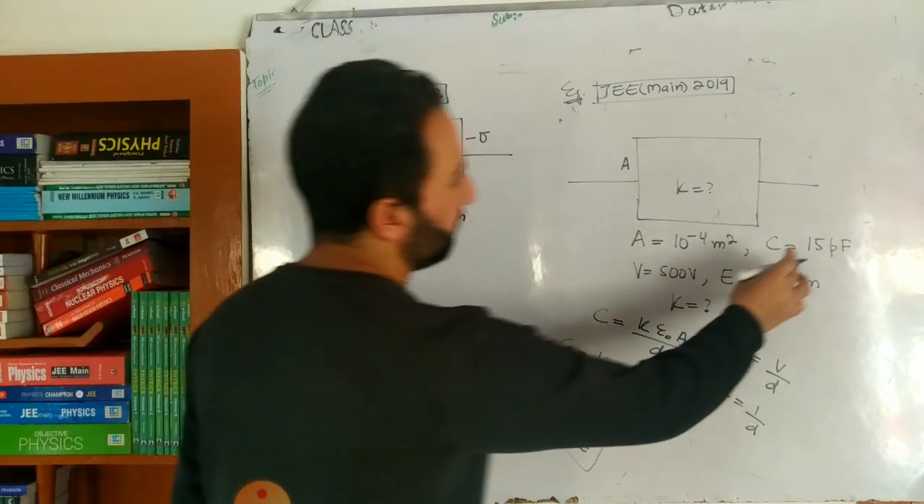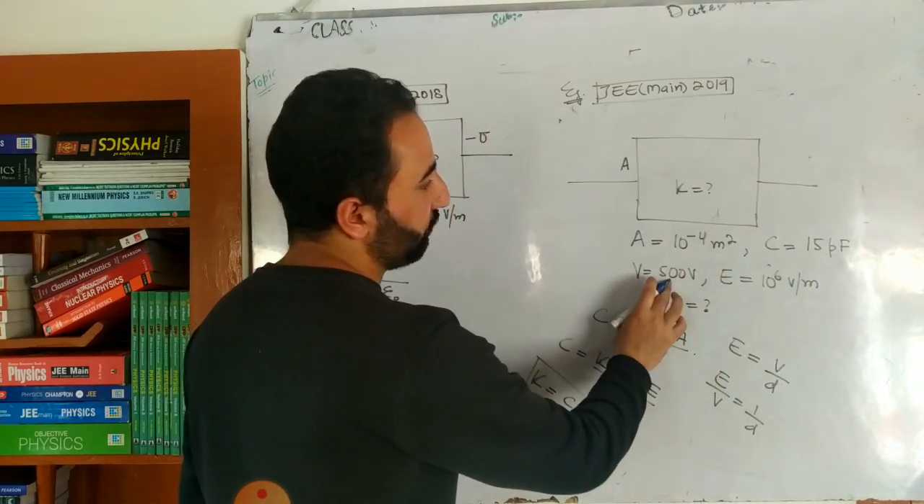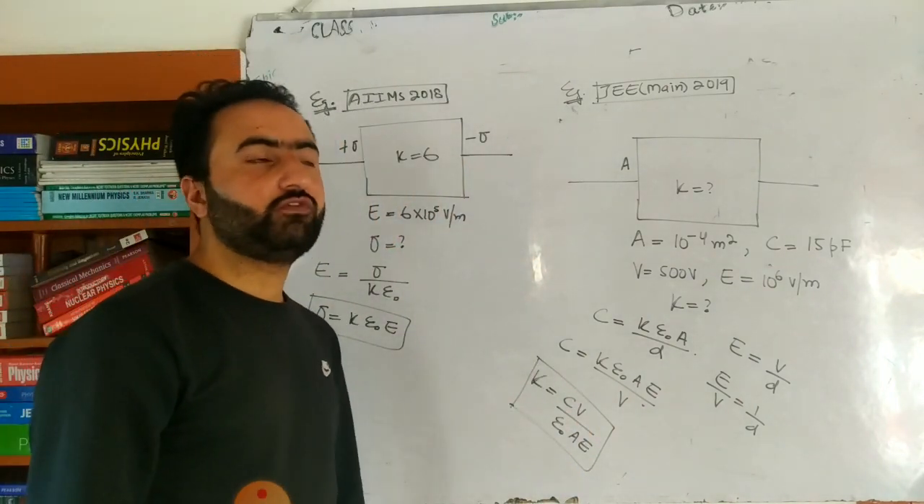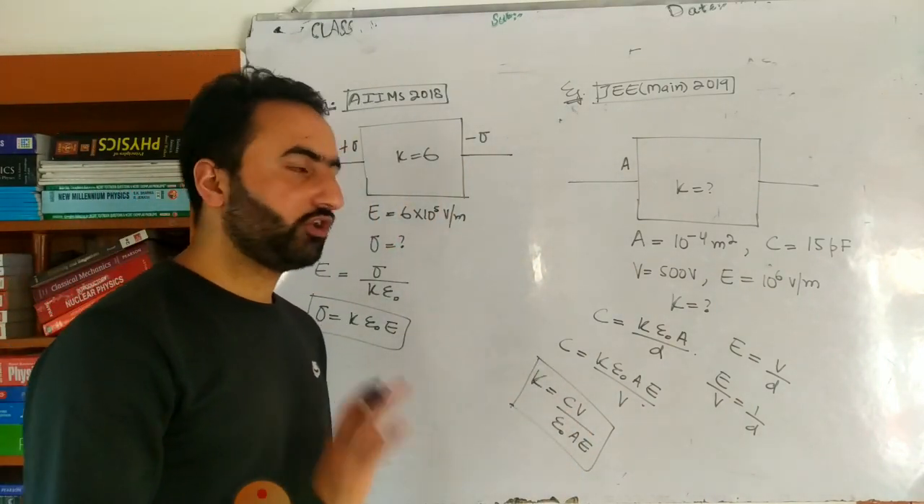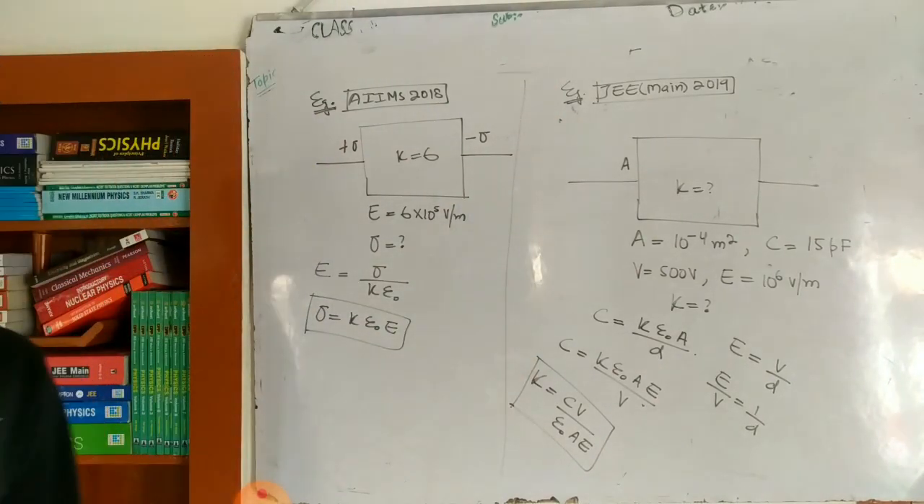You can do that. For capacitance, write 15 into 10 to the power minus 2. The area is given. V is 5 into 10 to the power 2. E is 10 to the power 6. So simple substitution will do. Epsilon 0 will be equal to 8.85 into 10 to the power minus 12, or you can write 9 into 10 to the power minus 12. So write down both these examples. Pause the screen and write it down.